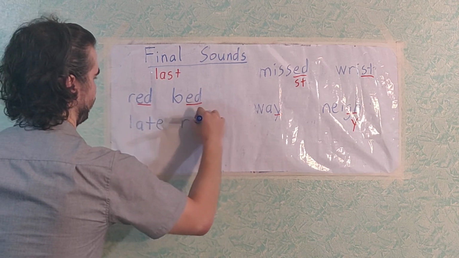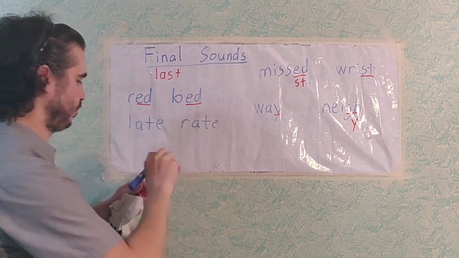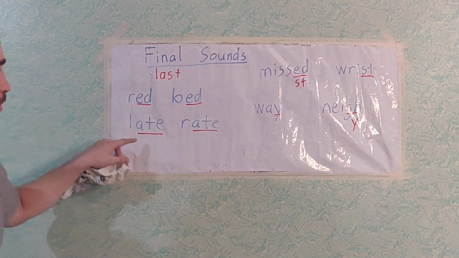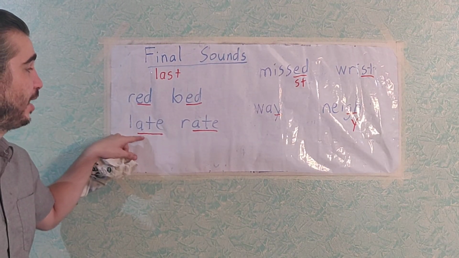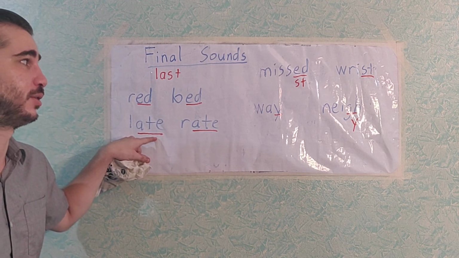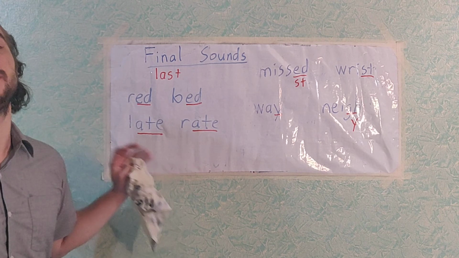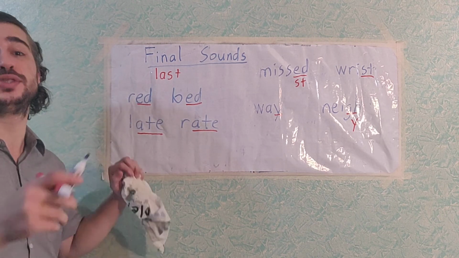Late, rate. Late, rate. They have the same syllable, the a and t sound. So these words rhyme. You're going to be playing some games with rhyming, so I wanted to introduce that as well.